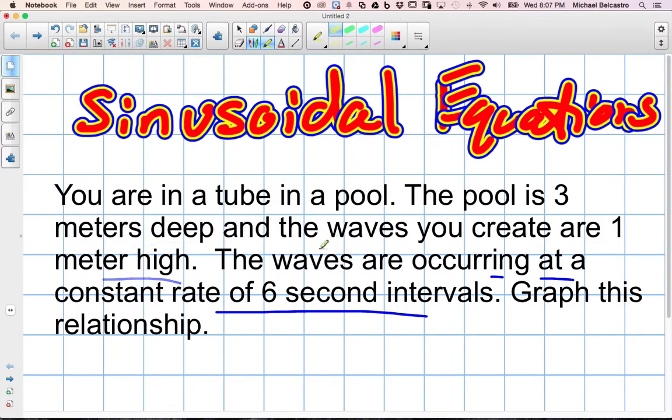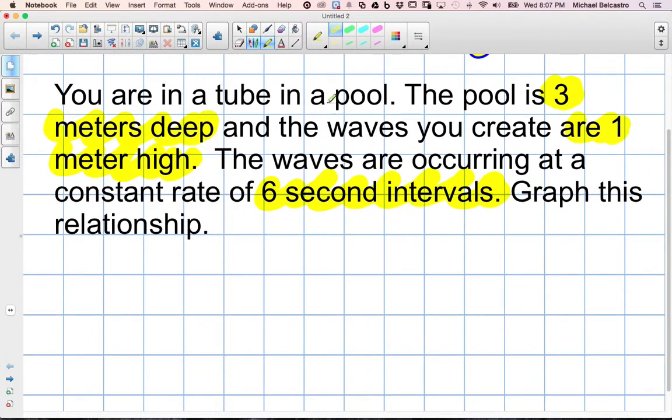This is supposed to represent a sinusoidal function, and it pretty much can. The pool is 3 meters deep. That's going to be important. The waves you create are 1 meter high, and the waves are occurring at a 6-second interval. So those are our major parts of information.